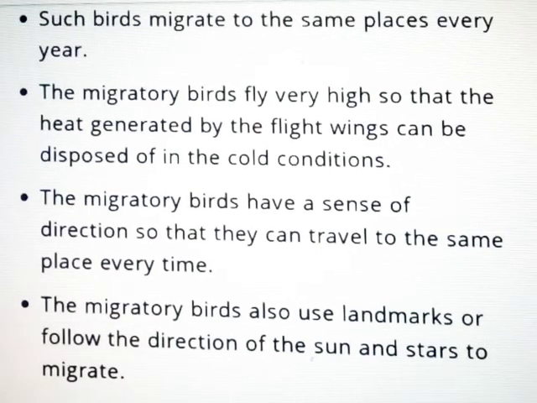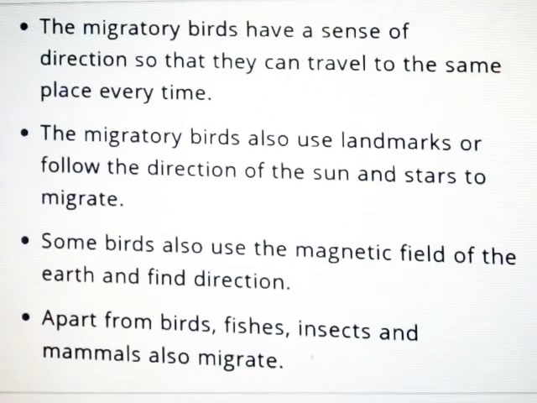The migratory birds fly very high so that the heat generated by the flight wings can be disposed of in the cold conditions. The migratory birds have a sense of direction so that they can travel to the same place every time. The migratory birds also use landmarks or follow the direction of the sun and stars to migrate. Some birds also use the magnetic field of the earth to find direction.